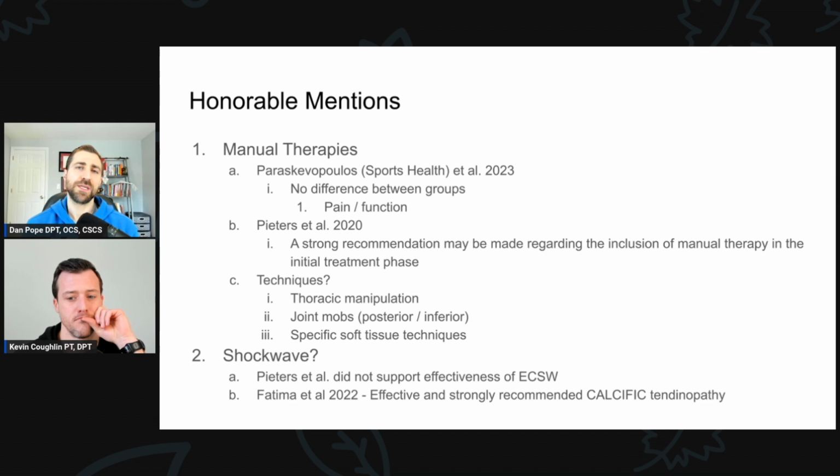At least the techniques they use in these studies, largely you'll see joint mobilizations, posterior, inferior, some anterior, some long axis distraction. I'll do a video on these at some point so it makes a little more sense. They'll do some specific soft tissue work, so scalenes, SCM. They'll work on the pecs and the posterior cuff, that type of thing. You also see some mobilizations for the spine: cervical spine, CT junction, thoracic spine, mobilizations and manipulations. So, kind of all over the place. What are your thoughts, Kevin?